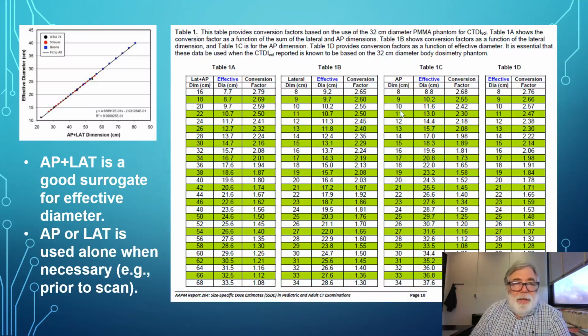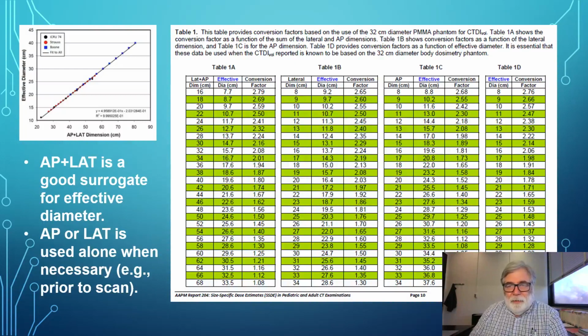And why would we have these just for AP or just for lateral? Well, sometimes it's going to be difficult to know both dimensions in a patient before they're scanned. After the patient's been scanned, you can just look on the scan and see what the dose is. But if you want to estimate the dose prospectively, you may not have all the data available. So you can use one data point or the other data point and estimate what the dose is going to be. Okay.